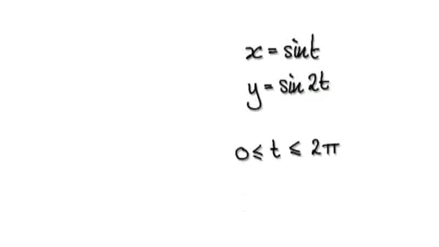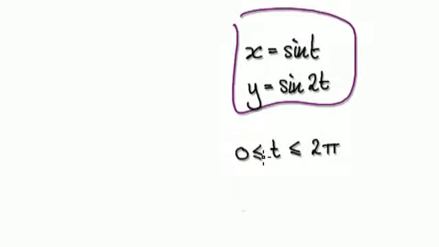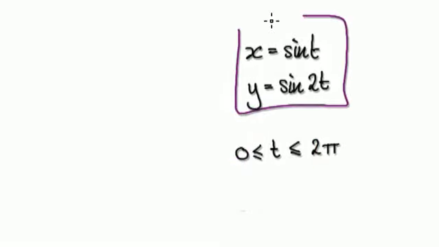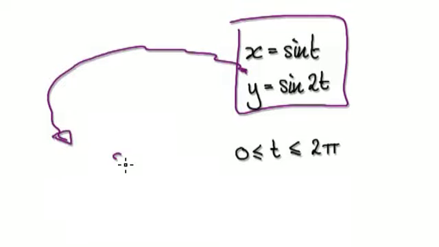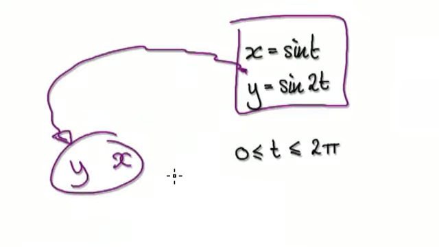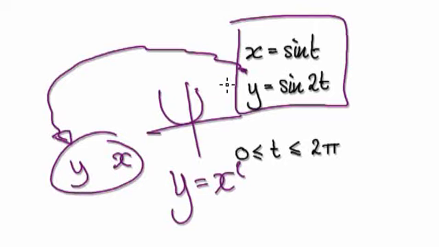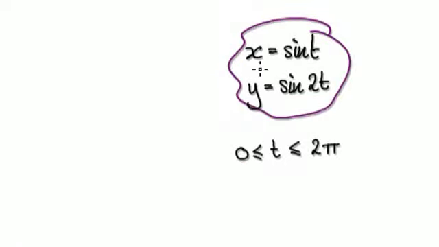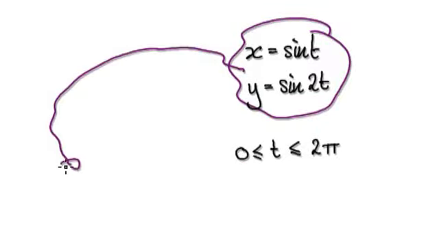In this video, we're going to try and draw the curve for these parametric equations from 0 to 2 pi. So the normal routine is for us to somehow turn this into an algebraic equation involving just x and y, and then hopefully we would recognize it. So if we get something like y equals x squared, then we would know what it looks like. So our normal routine would be to translate this into an algebraic equation involving just x and y.